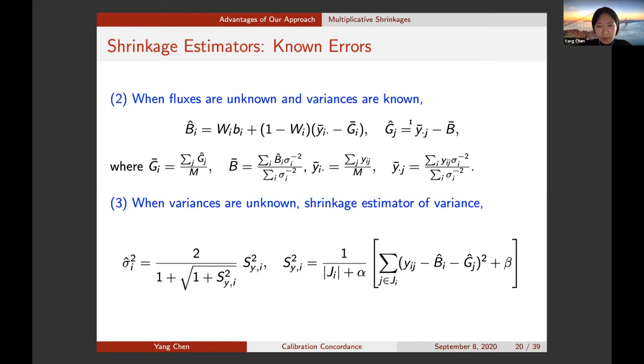And again, this is the other term; the shrinkage does not exist because the prior for this GJ is a flat prior. And when the variances are unknown, we also have shrinkage estimators of the variance parameter. So the shrinkage estimator of the variance parameter has this very interesting formula. This SYI squared is essentially the residual term based on the mean squared error.